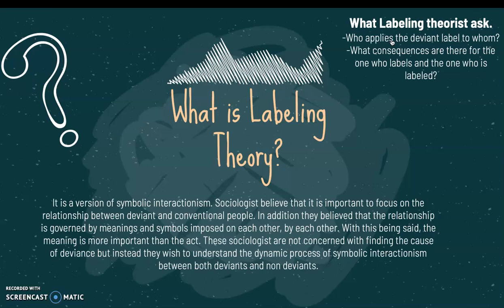These sociologists are not concerned with finding the cause of deviance, but instead they wish to understand the dynamic process of symbolic interactionism between both deviants and non-deviants. I really like that they incorporate both parties in their studies. I think that gives a very broad view of what deviance is, both to people who are deviants and non-deviants, and what consequences their actions have on deviant behavior. What do labeling theorists ask? Who applies a deviant label to whom? What consequences are there for the ones who label and the ones who are labeled?